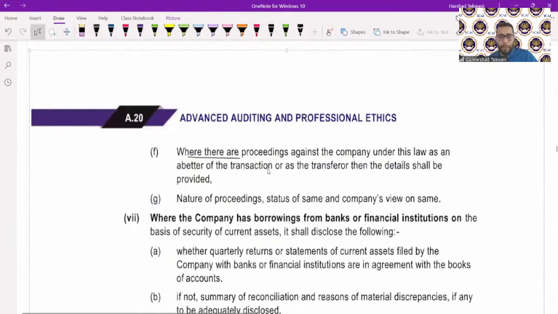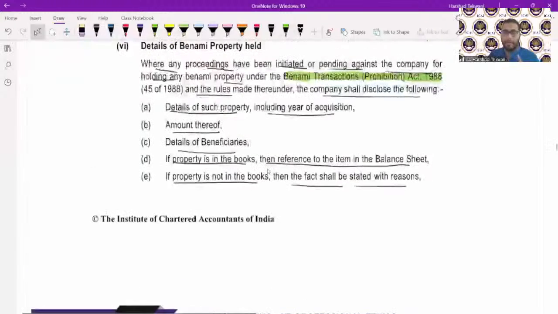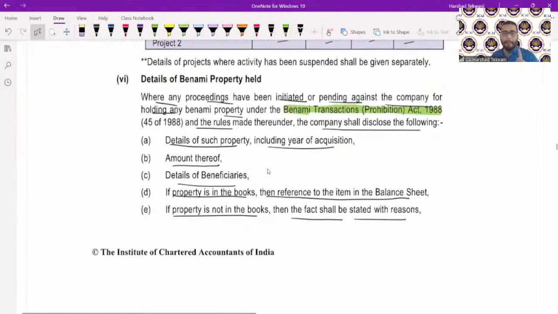Also, where there are proceedings against the company under this law as an abettor of the transaction or as a transferor, then details provided, nature of proceedings, status of the same, and company's view on the same. Now understand what is asked here is, first of all, when there is a proceeding going on.